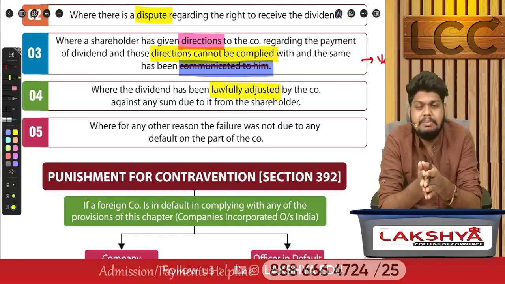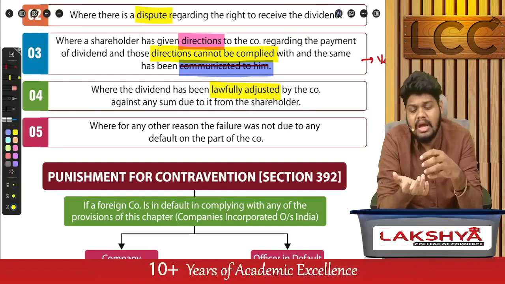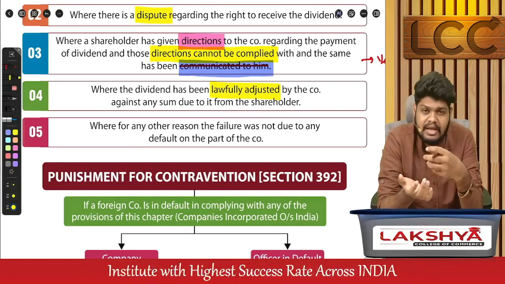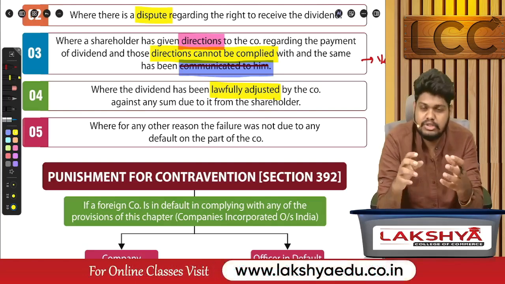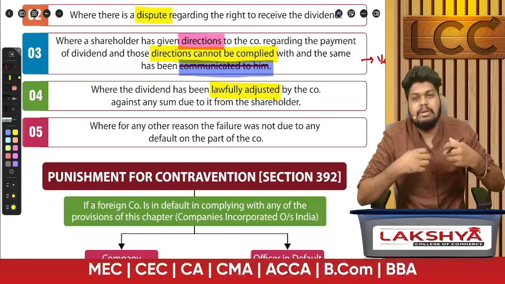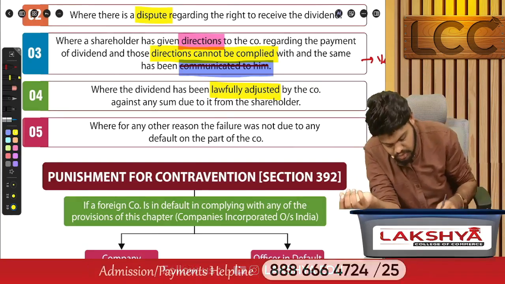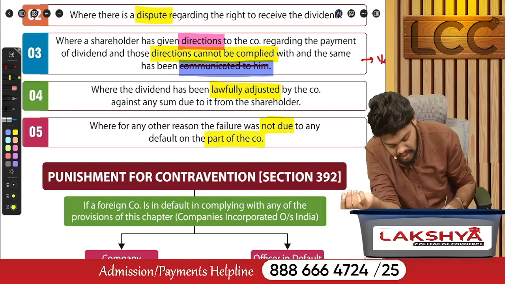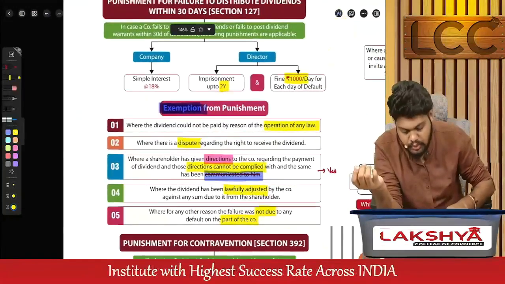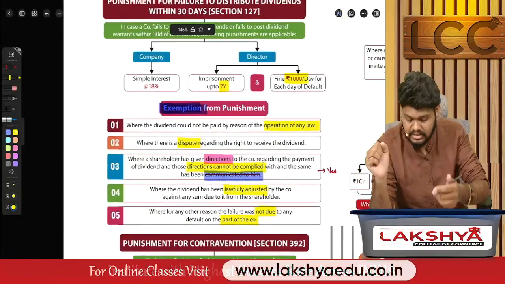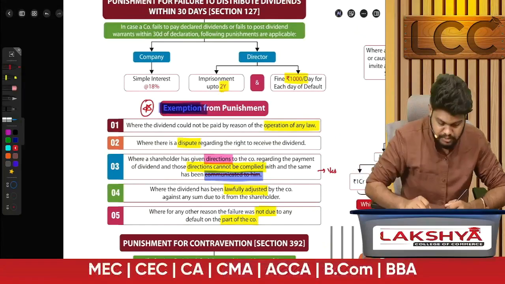And the last case is basically a residual part where it states that if the company has failed to pay the dividend, but the failure of the company to distribute dividend is not on the part of the company, for some other reason the company was unable to pay dividend, in those cases also where it is not due to the part of the company, then the company is not held liable. So remember guys, section 127, penalties are important, but at the same point of time these exemptions are also very, very important from an exam perspective.